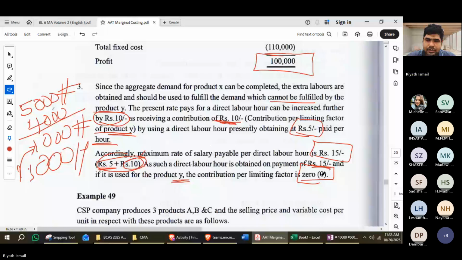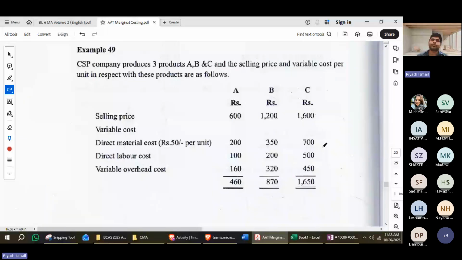Right. CSP company produces 3 products. Now here we have a 3 product scenario. CSP company produces 3 products A, B, C, and the selling price and variable cost per unit for these products are as follows. Selling price is given, variable costs are given, direct material cost. Here it's given 50 rupees per unit. Direct labor requires 200. Then how many units of direct material are required?